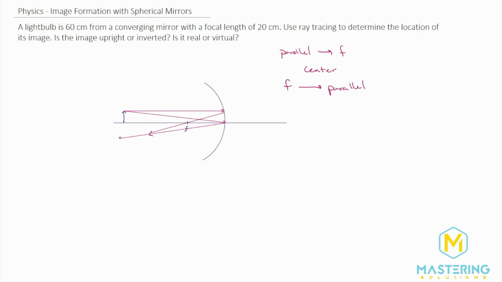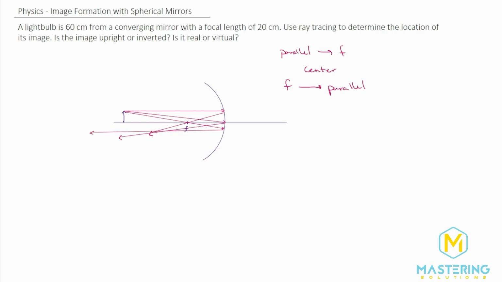So that looks pretty close, but that's good. And so the last one, we're going to go through the focal point, and then we'll get parallel light from that. So we're going to go straight through the focal point. There we are. And then we'll get parallel light reflected away.